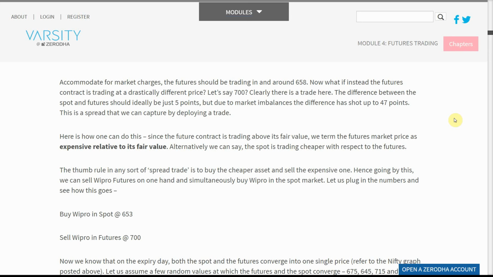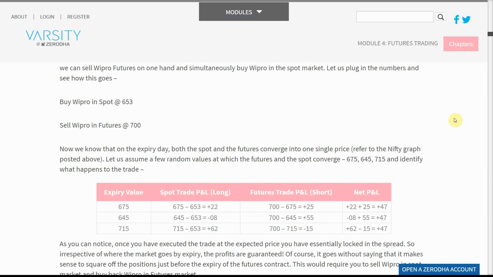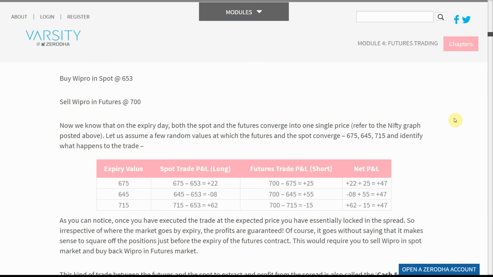Let us plug in the numbers and see how this goes. Buy Wipro in spot at 653. Sell Wipro in futures at 700. Now we know that on the expiry day, both the spot and the futures converge into one single price. Refer to the Nifty graph posted above. Let us assume a few random values at which the futures and the spot converge: 675, 645, 715, and identify what happens to the trade.